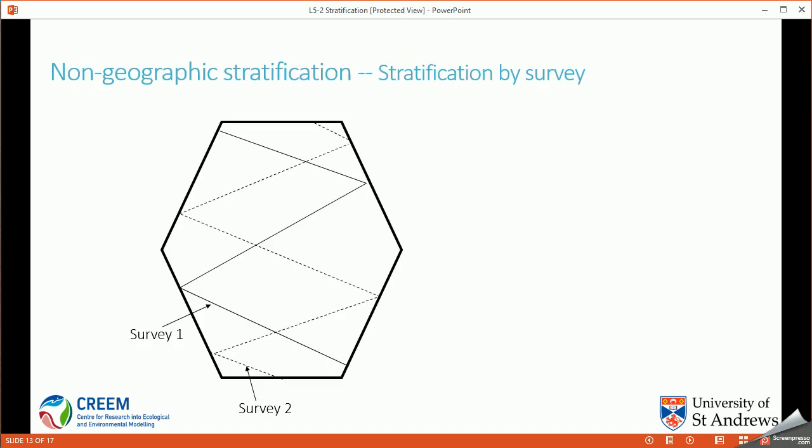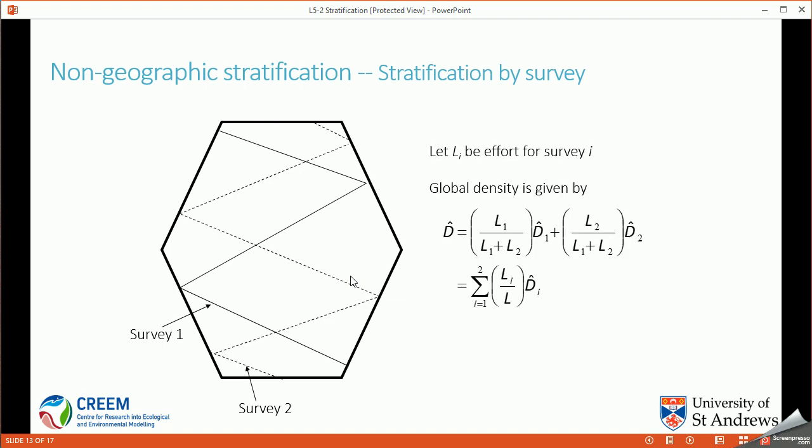Okay, let's look at other types of stratification. So that was geographic stratification. Now we're going to look at stratification by survey. So we've got the same survey region. We're not cutting it up into separate geographic strata, we're just treating it as one stratum. But it turns out we surveyed it twice. So survey 1 is the solid lines, and then at some other point we came back and did survey number 2. So survey number 2 is stratum 2 and survey number 1 is stratum 1. How do we deal with that?